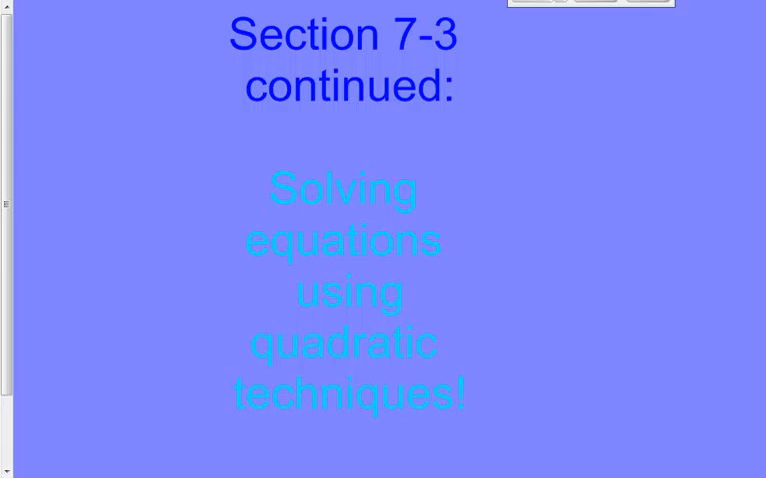Today we are on 7.3. This is day 2 of our notes on 7.3. We're solving equations using quadratic techniques. So what we're doing here, class, is we're still getting x all by itself. We're isolating x. These aren't quadratic functions. Some of these are polynomial functions. Some of these aren't polynomial functions, but we're always solving them using quadratic techniques.